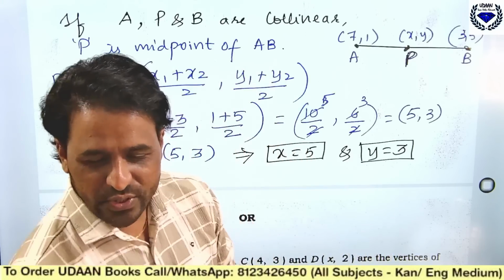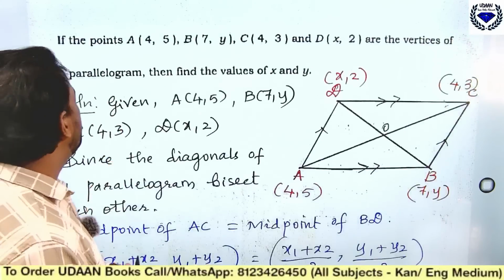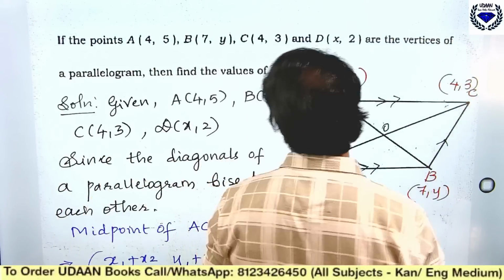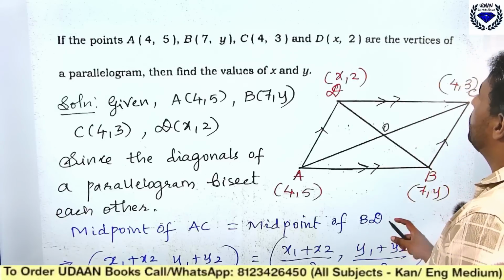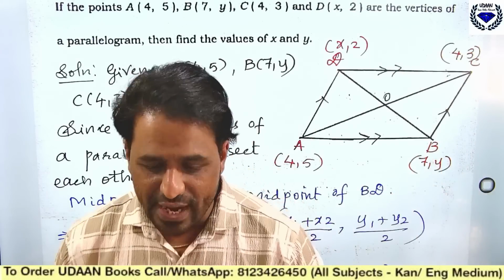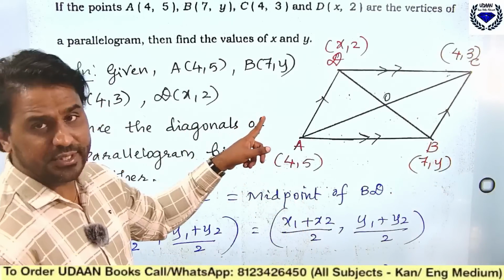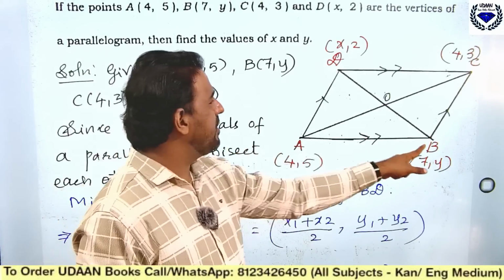Now I will move on to the next set of questions. There is an OR question in this. If the points A (4, 5), B (7, 9), C (4, 3) and D (x, 2) are vertices of a parallelogram. On the screen you can find the parallelogram ABCD.